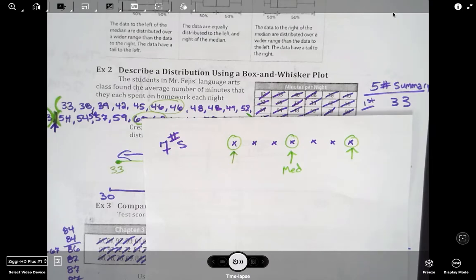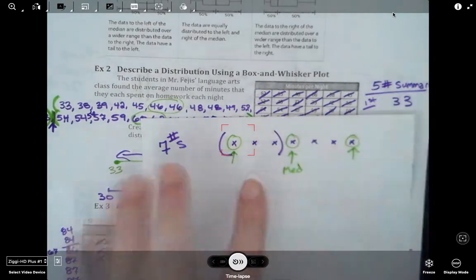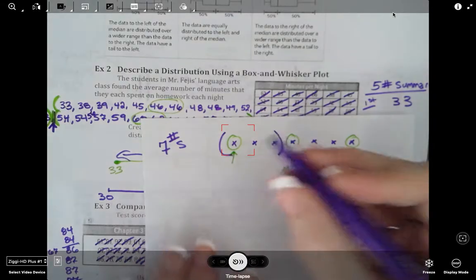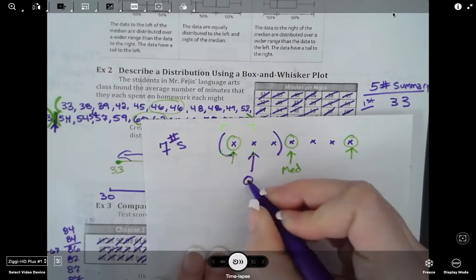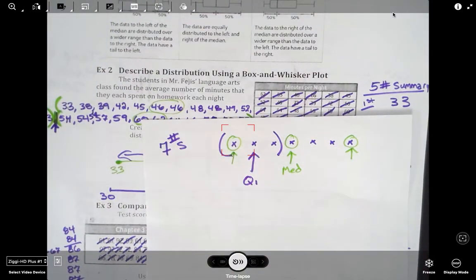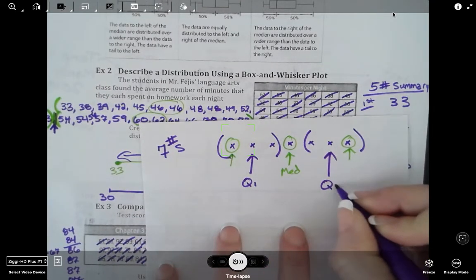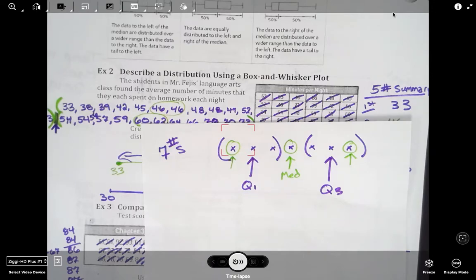Now, here's the weird part. If you have an exact middle number, you don't use that number to figure out your Q1, right? You put your bars there. So this guy is going to be your Q1 because he's exactly in the middle of those 3. You don't use that middle number to find your Q3 either. Okay, there's that scenario.